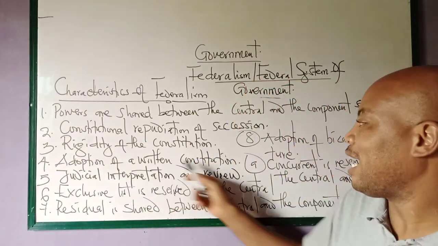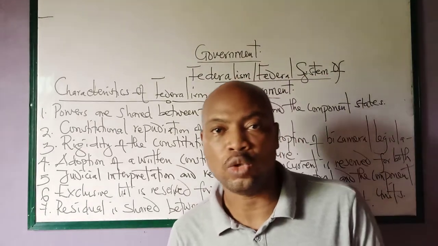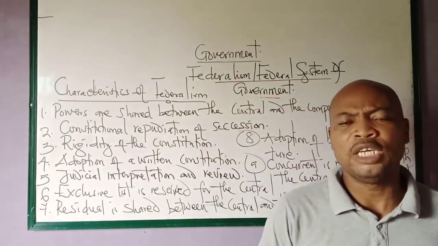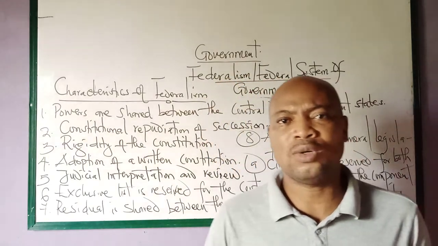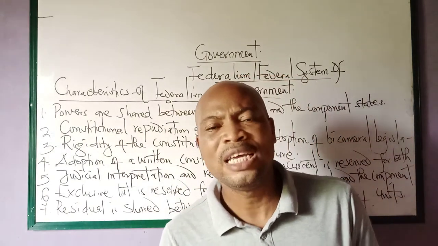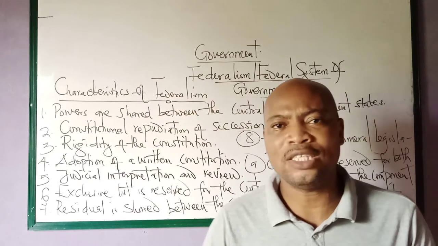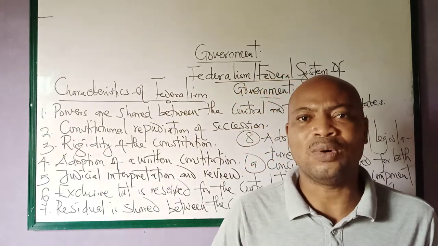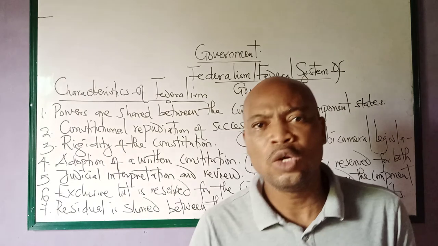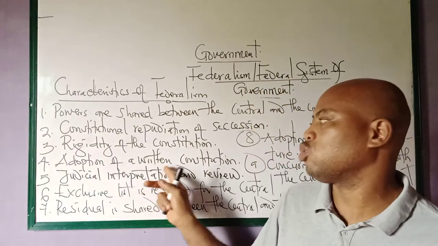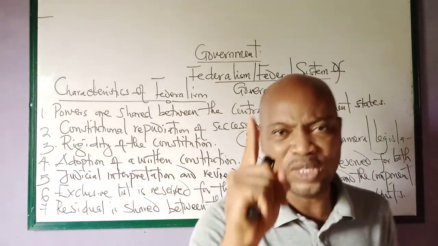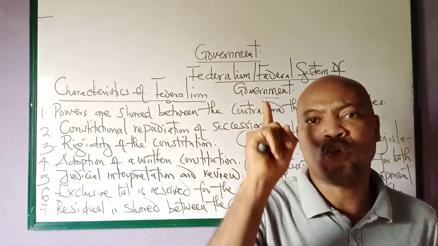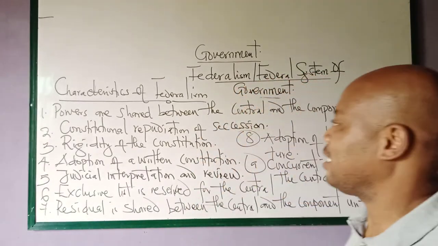Then number four, adoption of what? Of a written constitution. What is a written constitution? A written constitution is the body of rules and regulations, preset conditions, tradition, customs, according to which a society is operated, but is written in a single document. When you talk about that, you're referring to a written constitution. That is a written constitution.